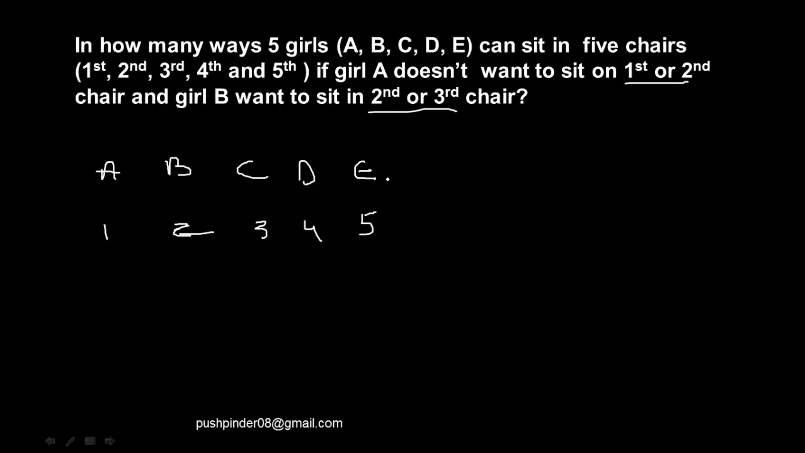Now what do you do in such kind of questions? You make cases. You calculate the different cases for the positive one. Okay, now make B sit on the second chair.